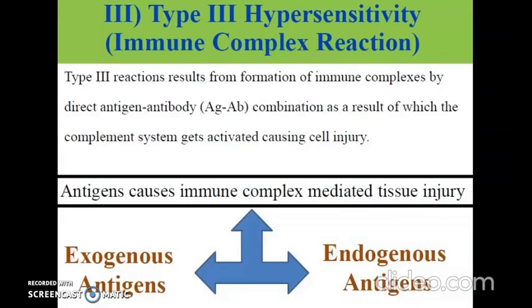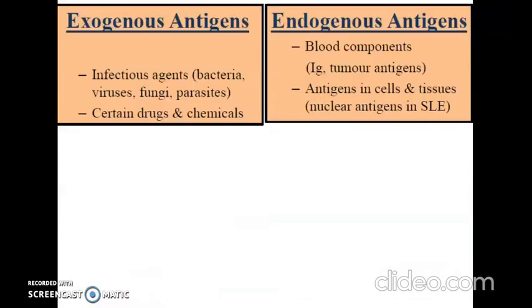As mentioned earlier, in type 3 hypersensitivity there are exogenous antigens and endogenous antigens. Exogenous antigens, infectious agents, consist of bacteria, viruses, fungi and parasites. It also includes certain drugs and chemicals. Whereas endogenous antigens are mainly the blood components that include immunoglobulin, tumor antigens, and antigens in cells and tissues, like the nuclear antigens in systemic lupus erythematosus.